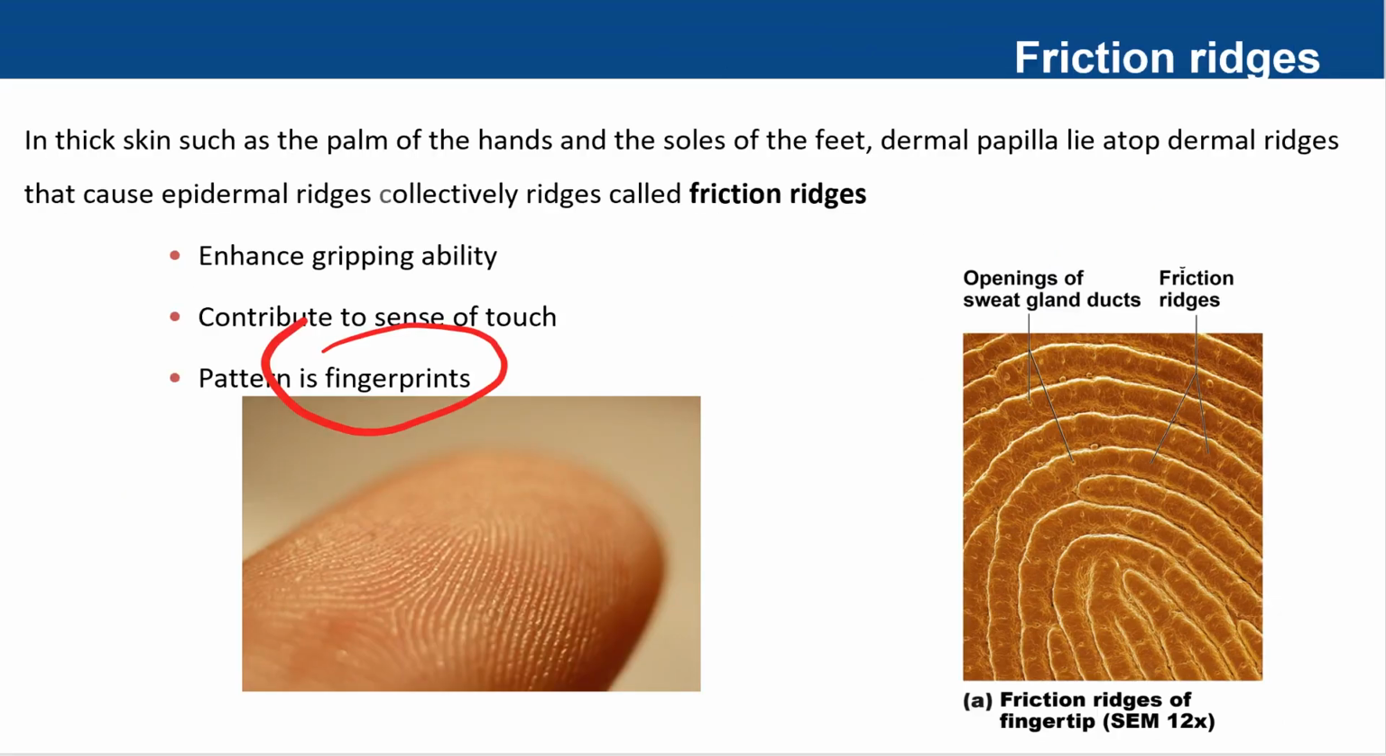In thick skin of the palms of the hands and soles of the feet, dermal papillae lie atop dermal ridges that cause epidermal ridges called friction ridges. The friction ridges are three-dimensional structures with irregular surfaces separated by narrower valleys. These friction ridges serve some basic purposes. First, they allow us to grip and hold on to various surfaces. They contribute to the sense of touch, and in forensics, they serve as a method of individual identification as fingerprints.